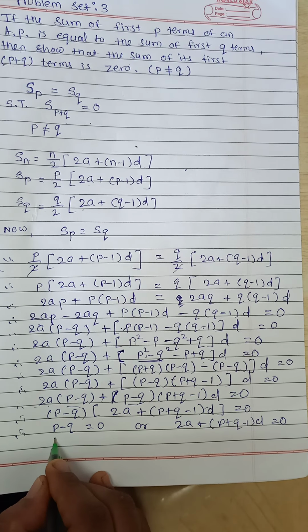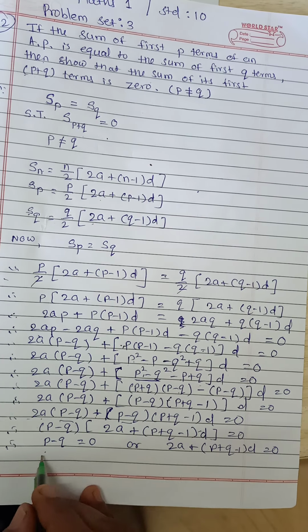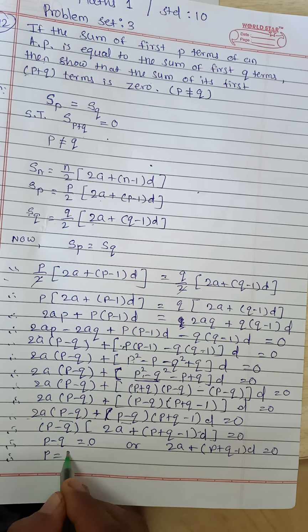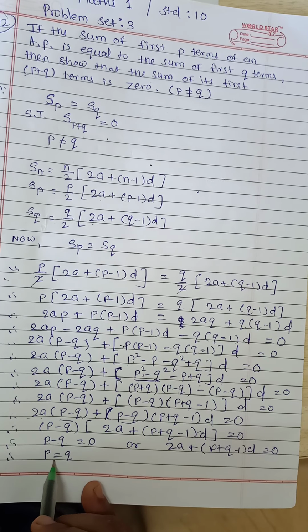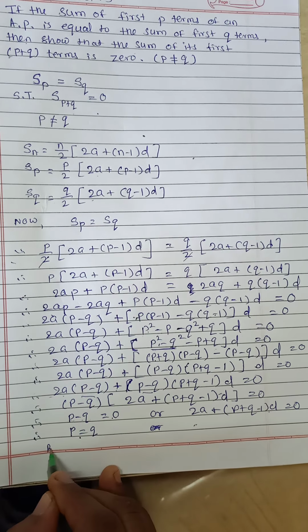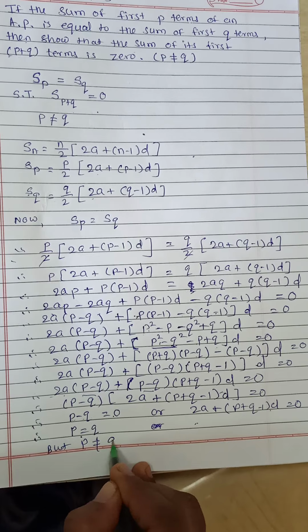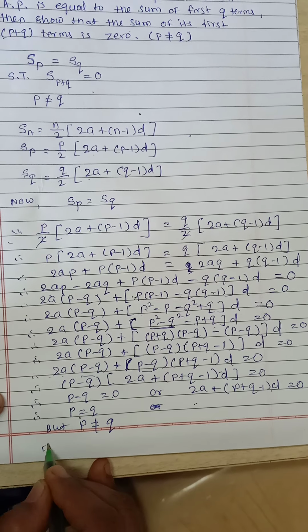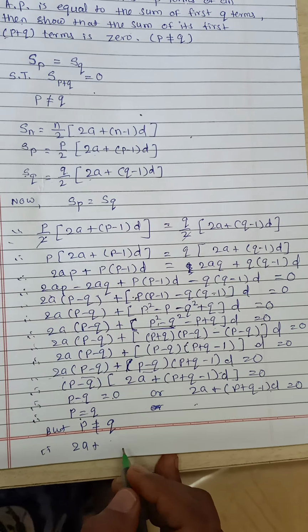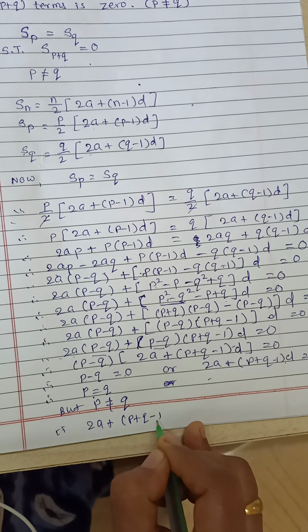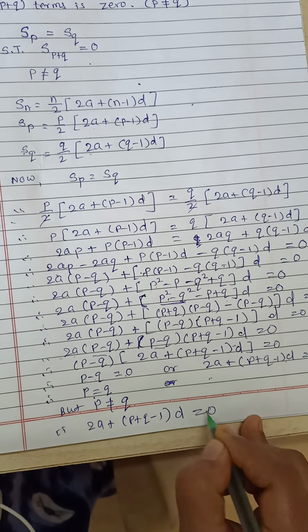But in the question it is given that p is not equal to q, because if p minus q is equal to 0, therefore p is equal to q. But it is given that it is not equal, therefore this is not equal to 0. Therefore now we'll continue with this. Therefore 2a plus (p plus q minus 1) into d is equal to 0. We'll mark this as equation 1.